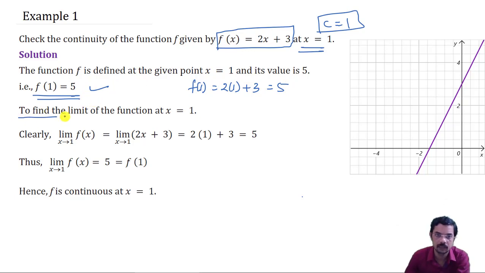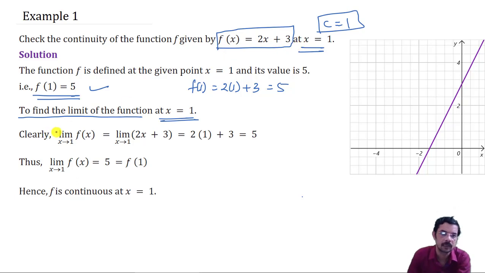Now, we need to find the limit of the function also at x equal to 1. Here the function doesn't have any break, so the left definition of the function and the right definition of the function at x equal to 1 will be the same. So we need not partition for the left hand limit and the right hand limit. When the function is not broken into different pieces, we need not partition into left hand limit and right hand limit types.